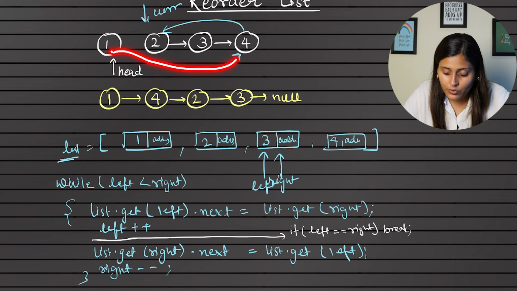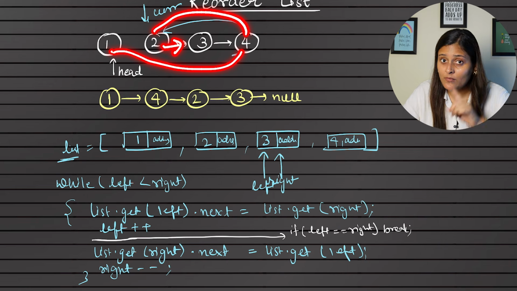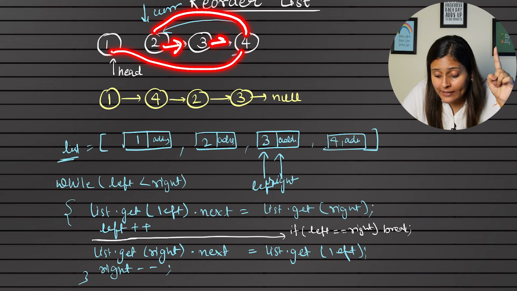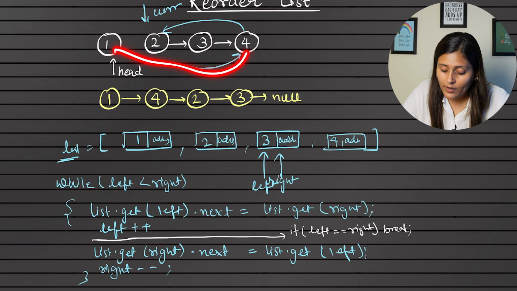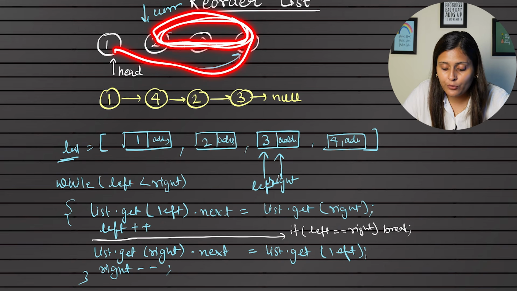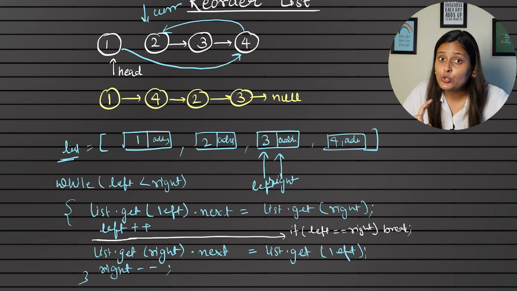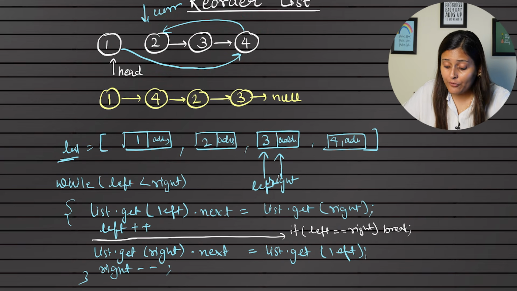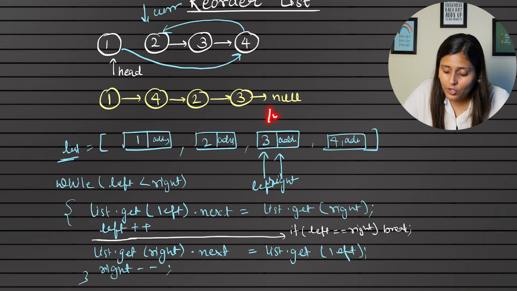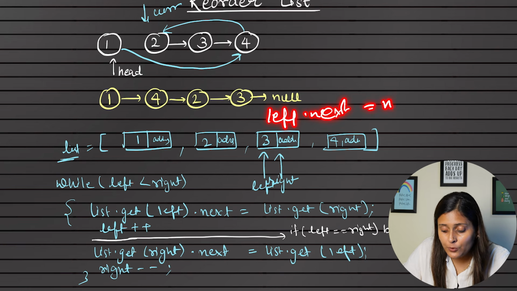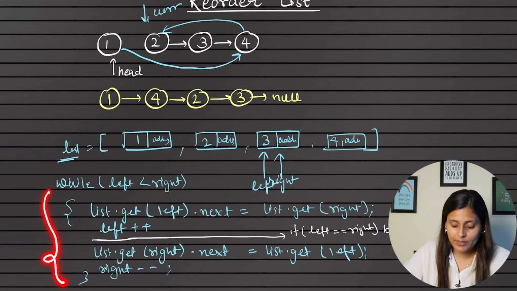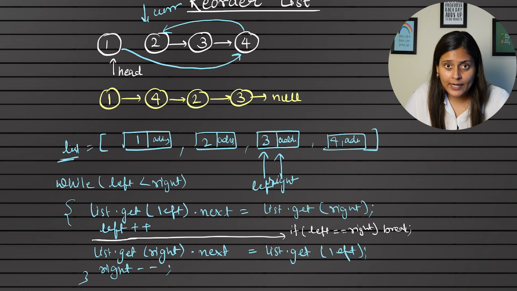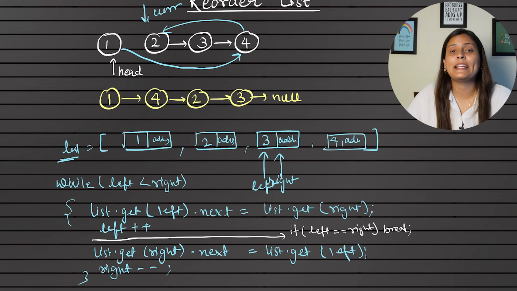1, 4, now 4 is connected to 2, now 2 is connected to 3, correct? Now listen, we have to connect this to null, otherwise what will happen? 1, 4, 2, 3, 4, 2, 3, 4, 2, 3, 4, and now here it will have a loop. So it is very important that after coming outside, after coming out of this while loop, we put null at left dot next. And now do we need to return head? No, because the question says just manipulate this linked list.